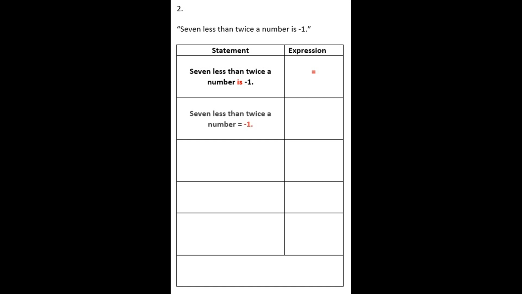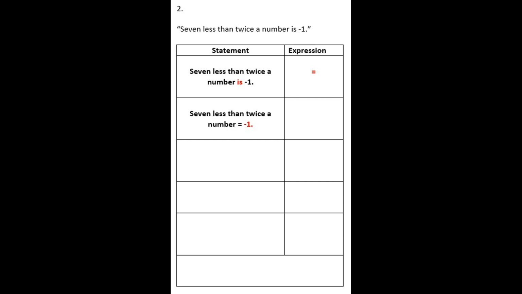All right, so let's go to number 2. Our sentence here is 7 less than twice a number is negative 1. Okay, so here's our chart. Let's see if we can find that equal sign. And again, the equal sign is the word "is." So that's where we start in our expression, equals. And what are we talking about here? 7 less than twice a number is negative 1. So equals negative 1.